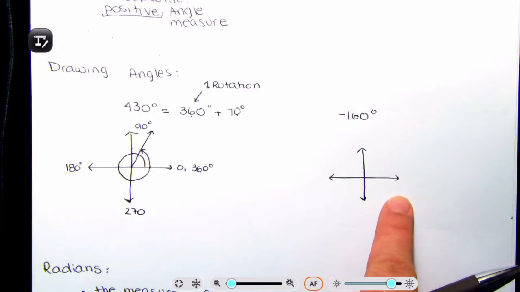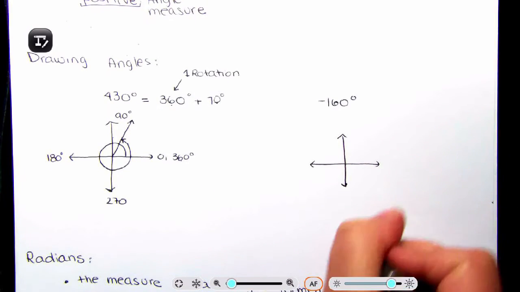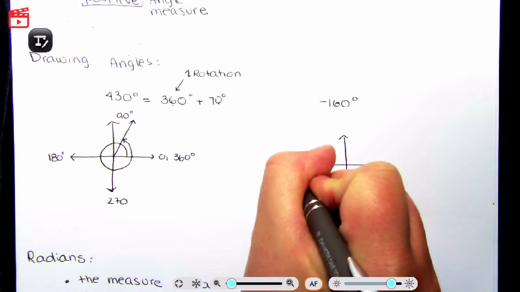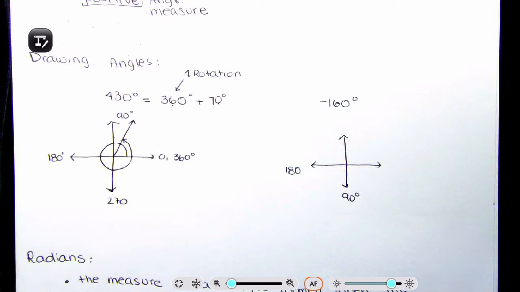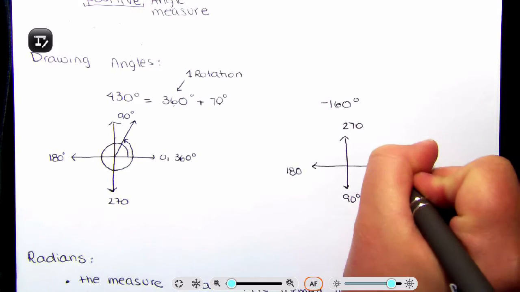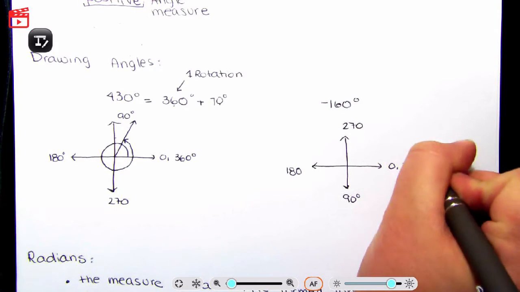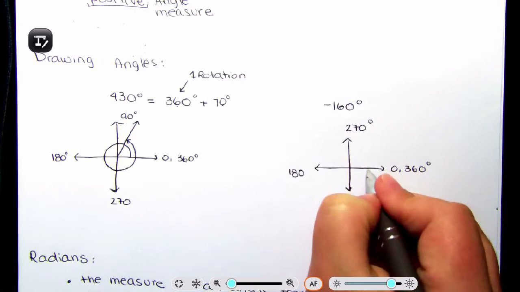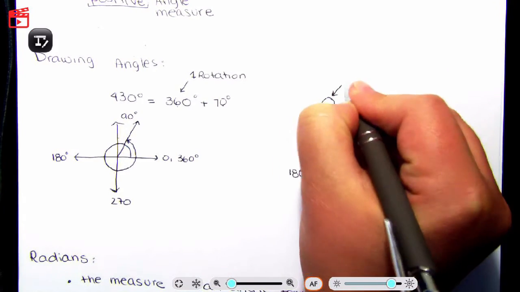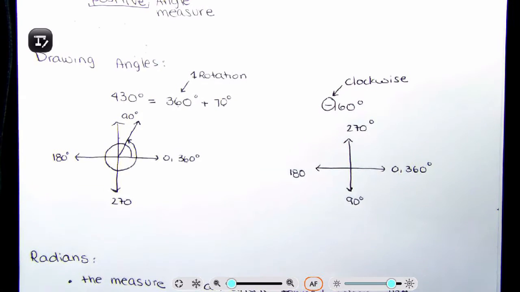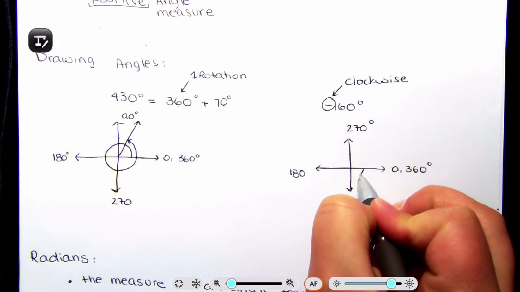Now for negative 160 degrees, we're going the opposite direction. So this is 90 degrees, this is 180. Now again, the negative just tells you the direction. You're not actually having negative angle measures. This is 270. This is again 0 or 360. I don't have to travel far because I'm only going 160 degrees. I'm going the opposite direction. This means this is going clockwise. Clockwise to 160 degrees. This is 90 degrees.